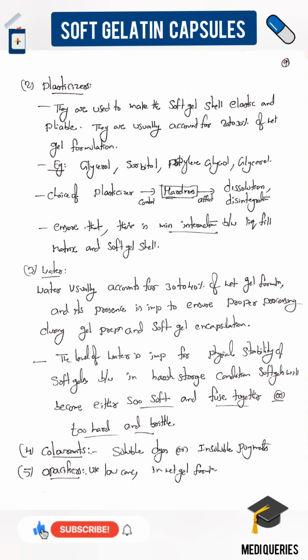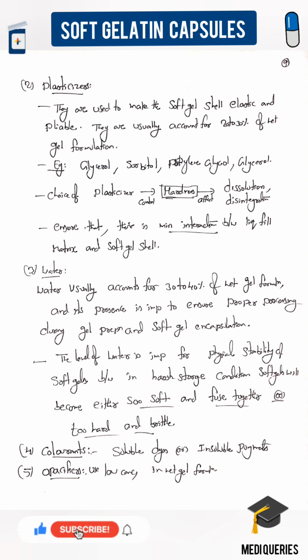Another one is water. Water usually accounts for 30 to 40% of the wet gel formulation, and its presence is important to ensure proper processing during the gel preparation and soft gel encapsulation. The level of water is important for the physical stability of soft gels. Under harsh storage conditions, soft gels will become either so soft that they fuse together or too hard and brittle. So control the level of the water.